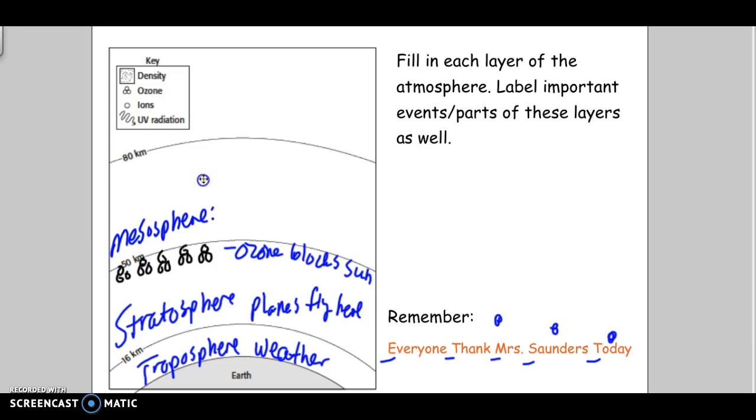Close. Meteors. Whoa. M-E-T-E-O. Sorry about that. Meteors burn here. Okay, today Saunders Miss. Think. What do I have going on here with the think? The other T. Austin. Thermosphere.